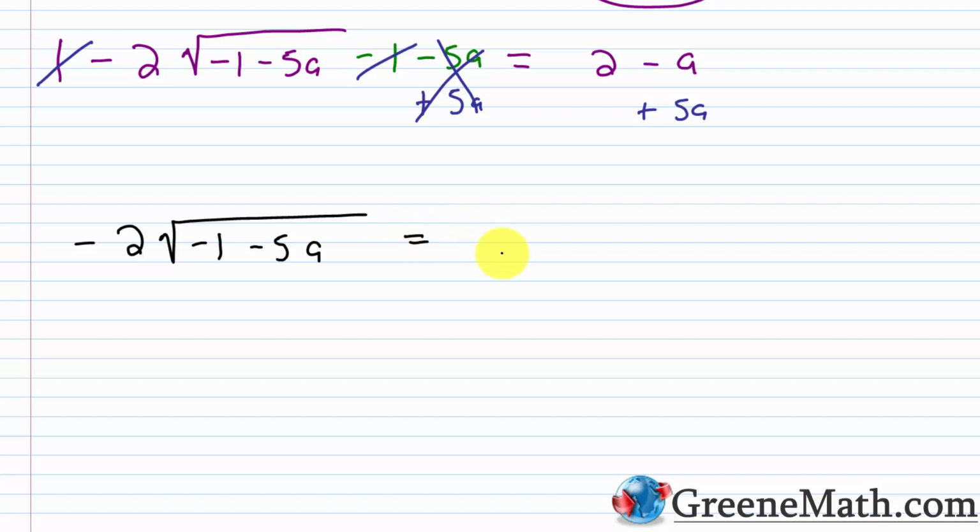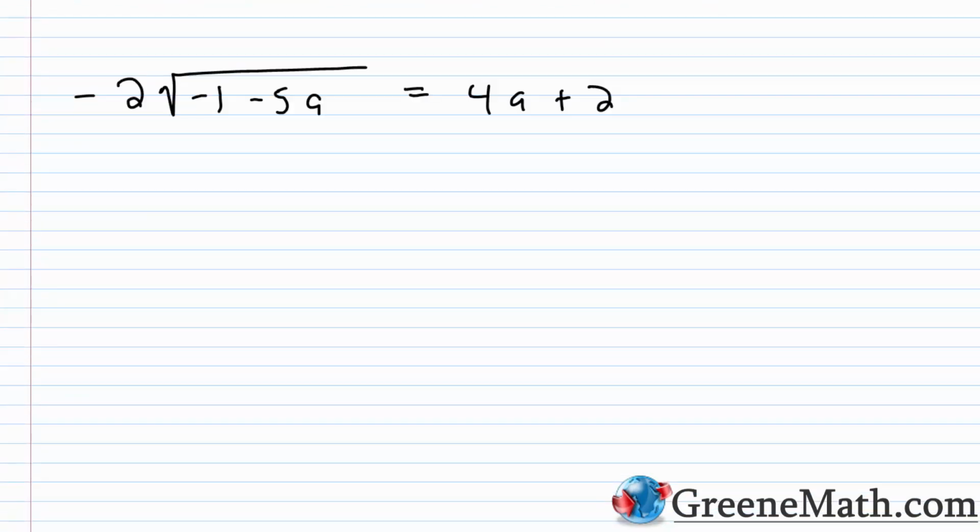And this is equal to, and I'm just going to reorder this to 4a plus 2. Okay, -a plus 5a is 4a. Now, what I want to do is I want to square both sides of this equation one more time to get rid of this radical. This is going to be a little bit tricky, and I'm going to explain why. So let me square this side, and let me square this side.